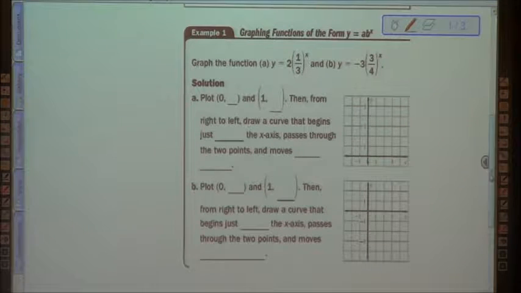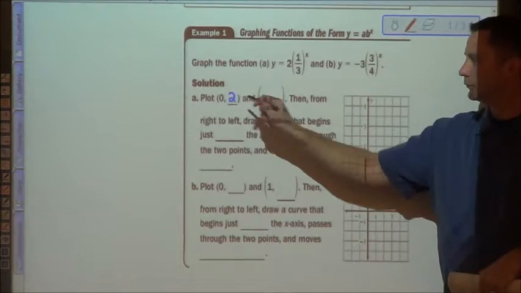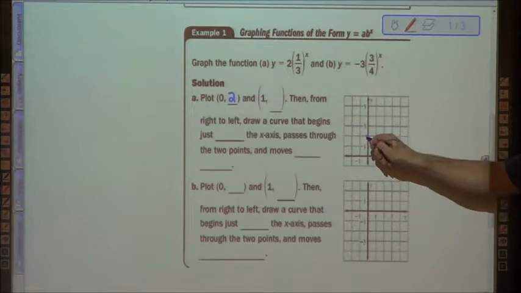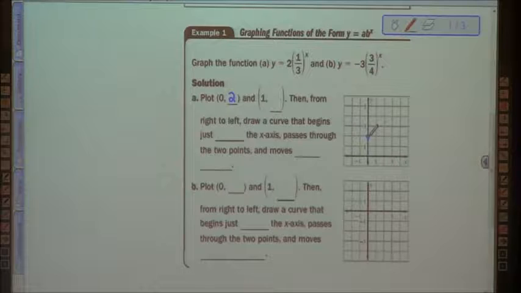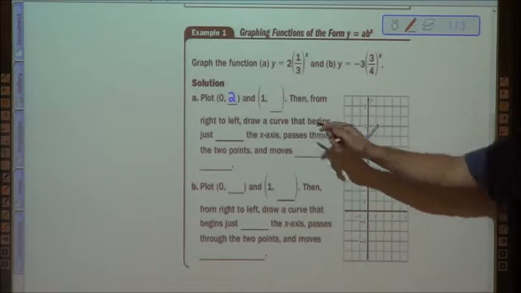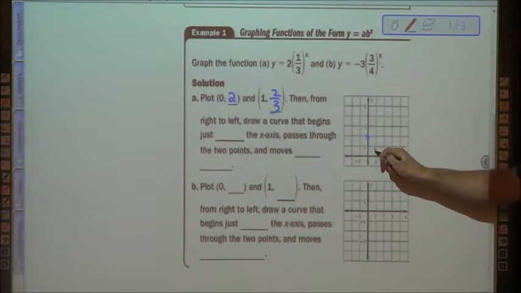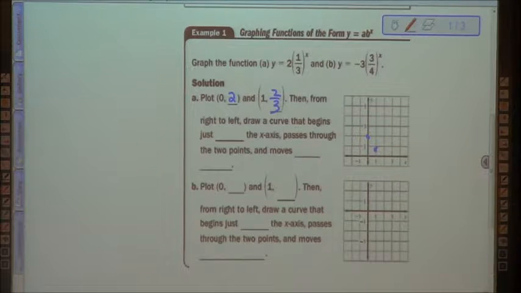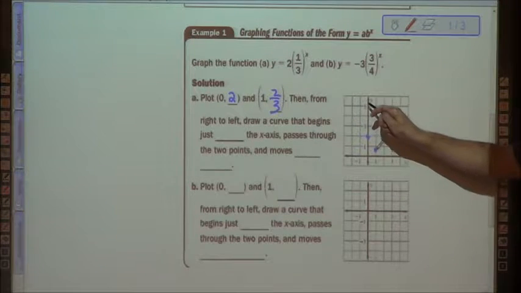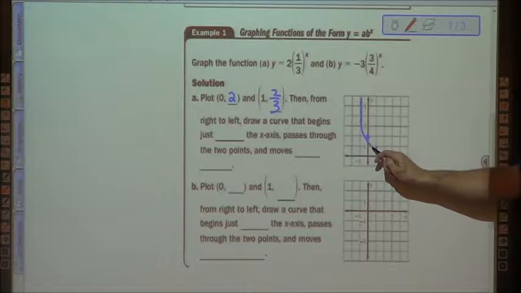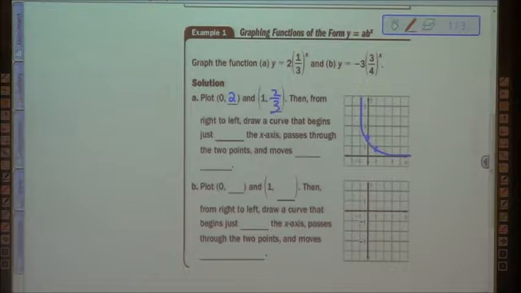For a, we've got y equals 2 times 1/3 to the x power. If I pick 0, what's 1/3 to the 0th power? 1. 1 times 2? 2. So we have the point 0, 2. If x is 1, 1/3 to the first power is 1/3, times 2 would be 2/3. So we've got 1, 2/3. And what's the asymptote on this going to be? 0. So this line is going to curve into the x-axis like so.